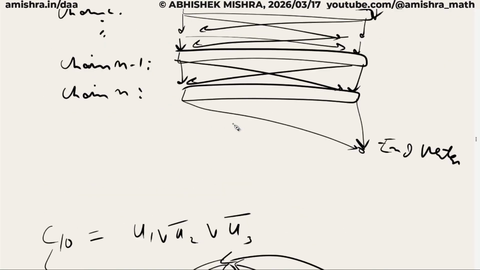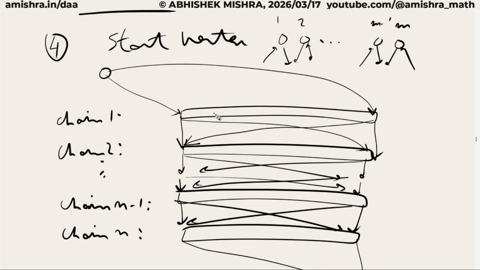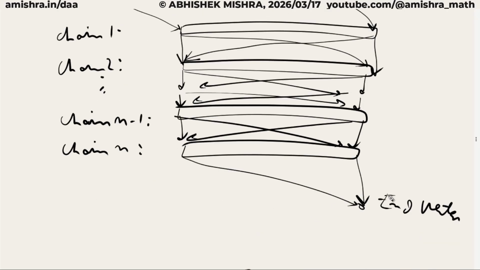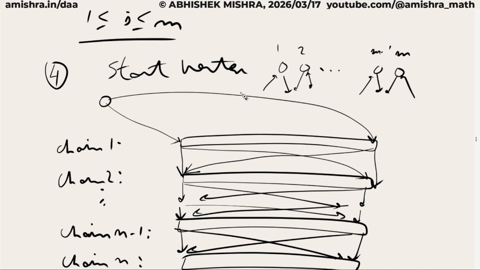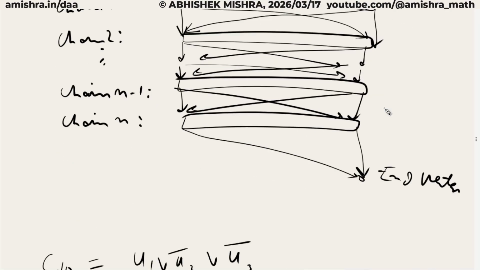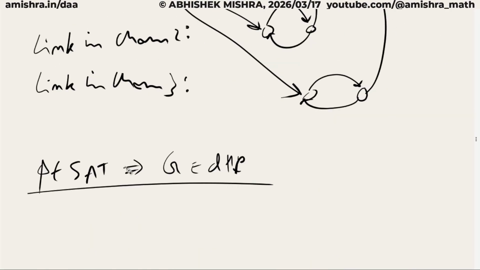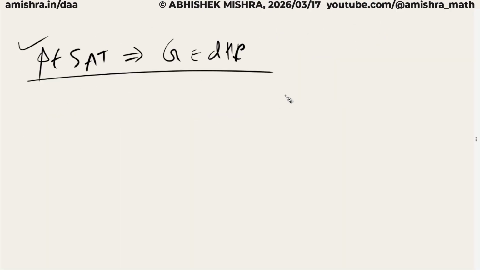So this way we complete, starting from the first vertex we traverse the first chain, then 2 up to n, and then finally end. In between we can bypass the routes and visit the clause vertices also. Since all clauses are satisfied, we can visit all clauses. So this way it proves that if phi is satisfiable, then the output graph has a directed Hamiltonian path.